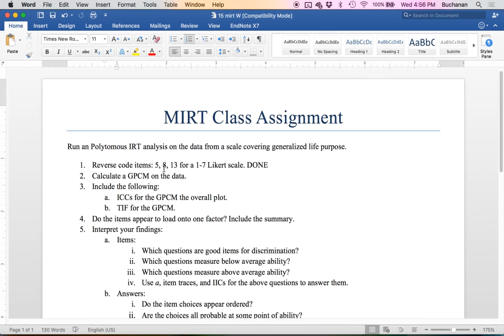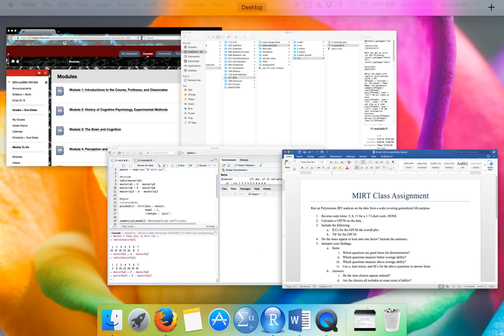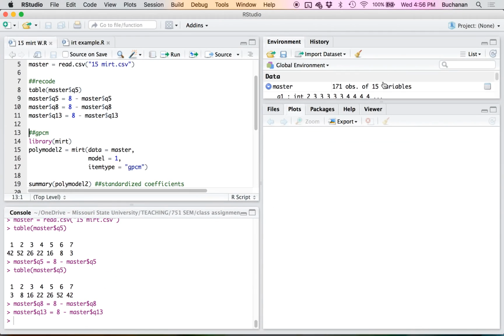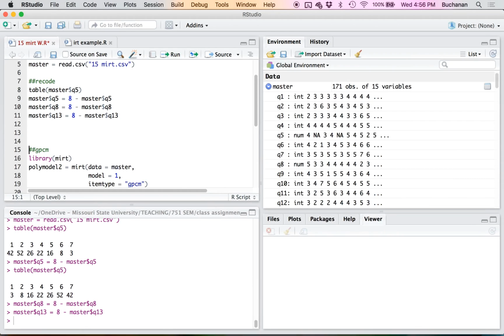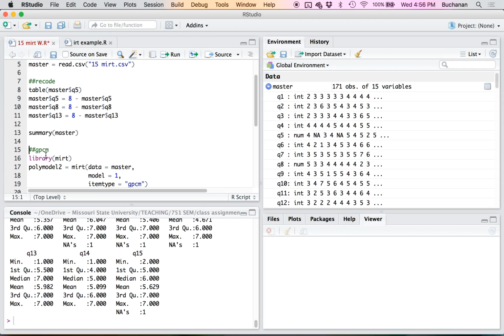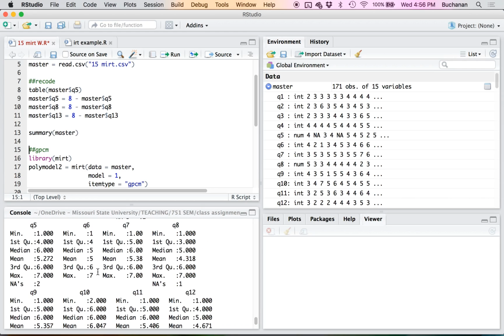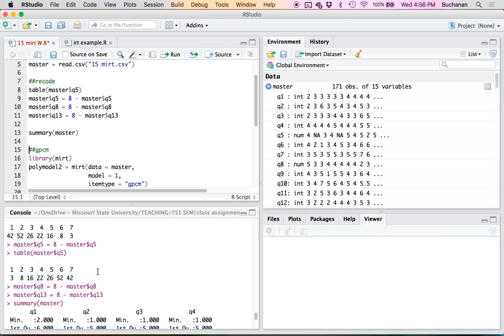I'm gonna calculate a generalized partial credit model on the data. Now, I only have 171 observations, and so that's a little low for an IRT analysis. I can also take a quick summary to make sure I don't have any crazy NAs, so I'm missing one or two here and there, so maybe it isn't a huge deal.